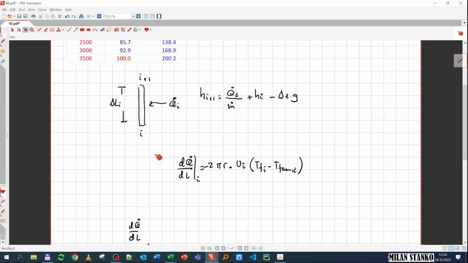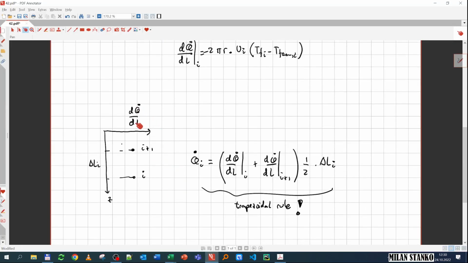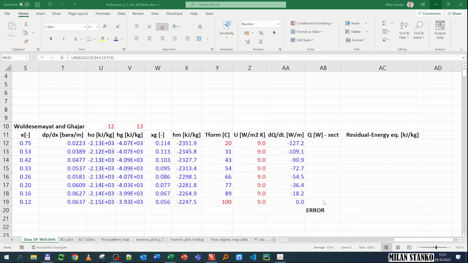So to estimate that heat, I have the dqdl at 2 positions, one here and one here, and I can simply do an integration along the set just to find the Q. I'm going to do that integration using the trapezoidal rule. So I have the value here plus the value there, divided by 2, times the difference in x, which is delta L. That's the equation I'm going to use to approximate the heat on the section.